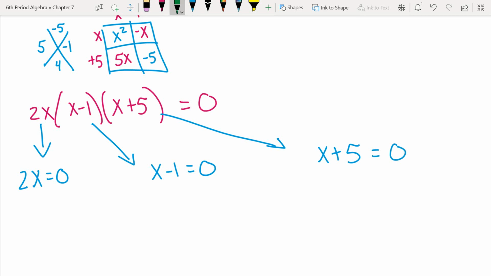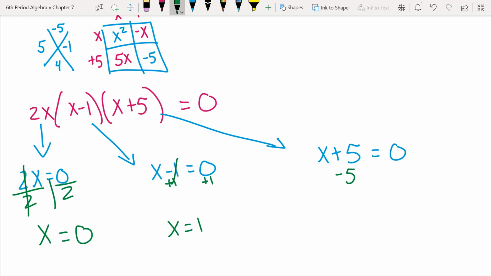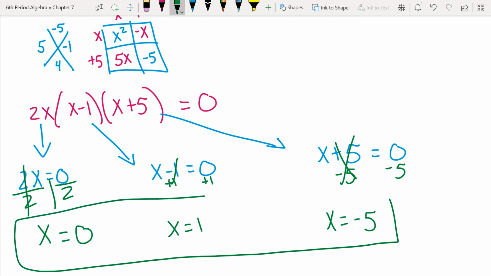Starting here on the left, 2x equals 0. To get x by itself, you divide. So I divide by 2, and I'd get x equals 0. The middle problem, to get x by itself, you add 1, and you get x equals positive 1. The last problem, to get x by itself, you subtract 5. So we get x equals negative 5. So when you're solving an actual equation with polynomials, your goal is to figure out what the x values are. And in this case, we have 3 of them: x equals 0, x equals 1, and x equals negative 5.